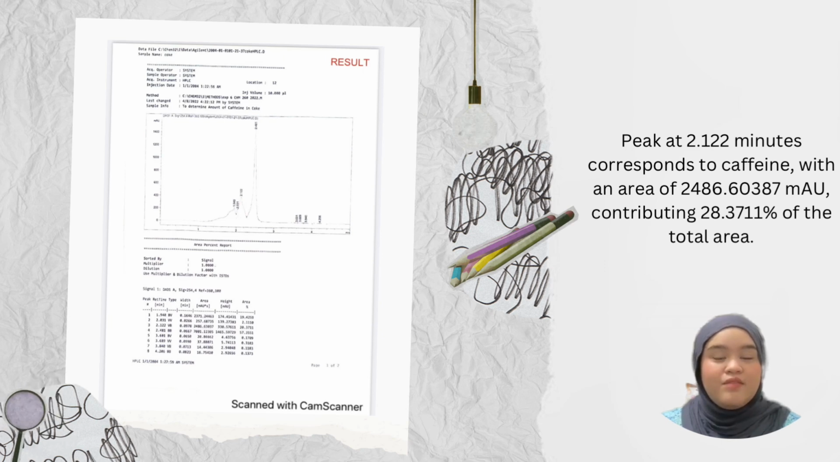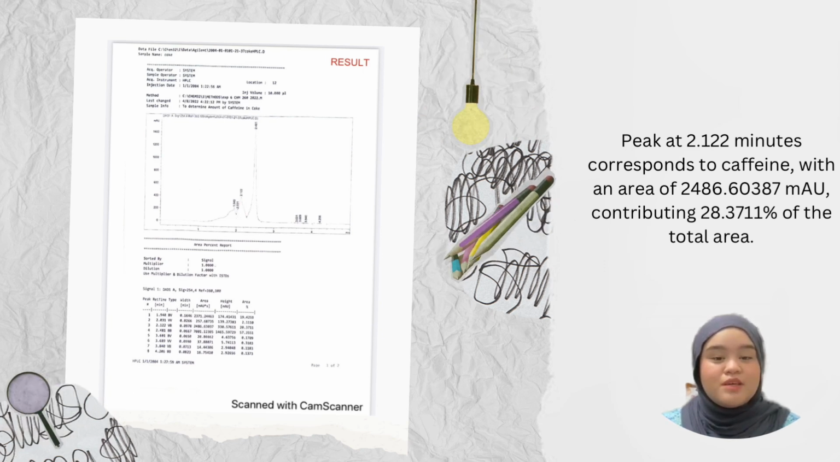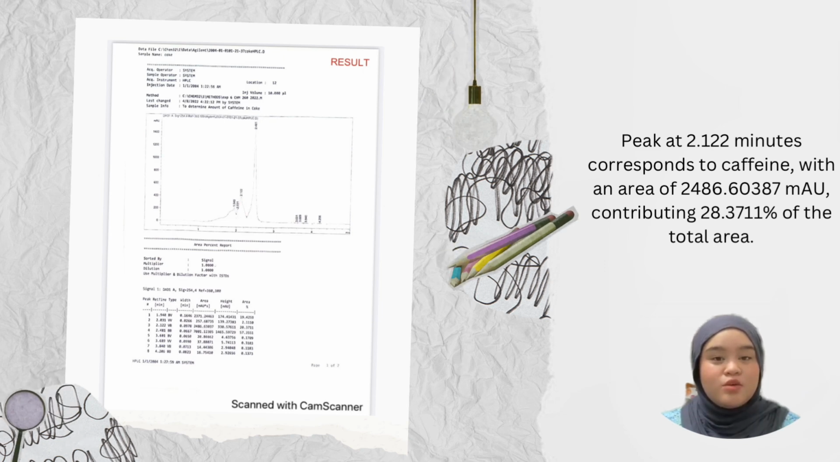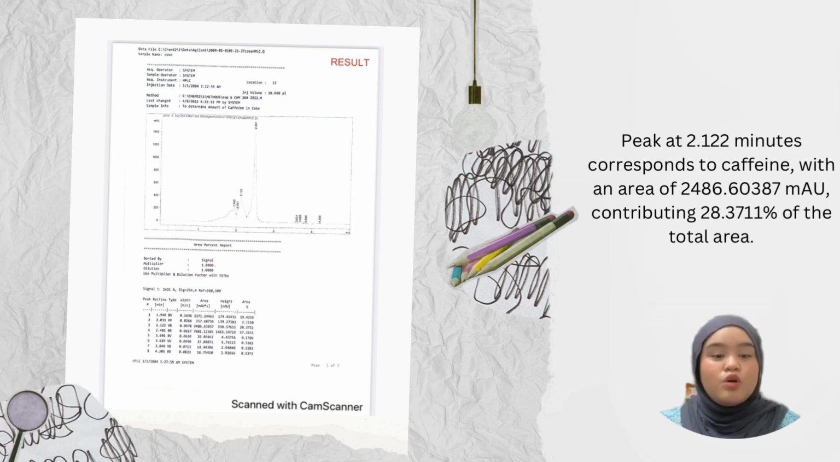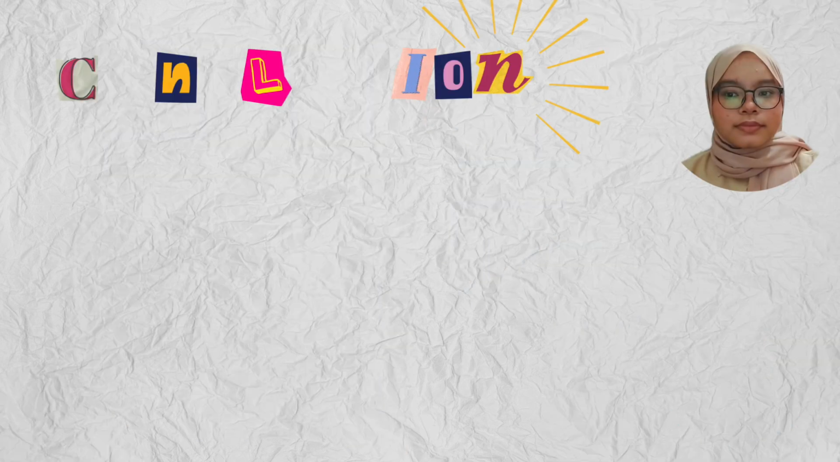Lastly, Levita has less caffeine relative to its total composition compared to Coke, as shown by the smaller relative area percentage for caffeine. Meanwhile, Coke has a higher caffeine peak area and relative percentage, indicating more caffeine in the sample.